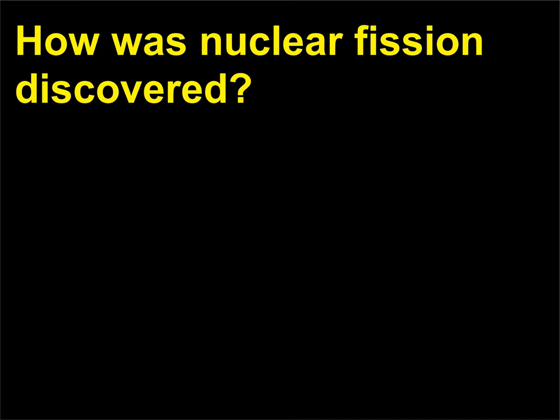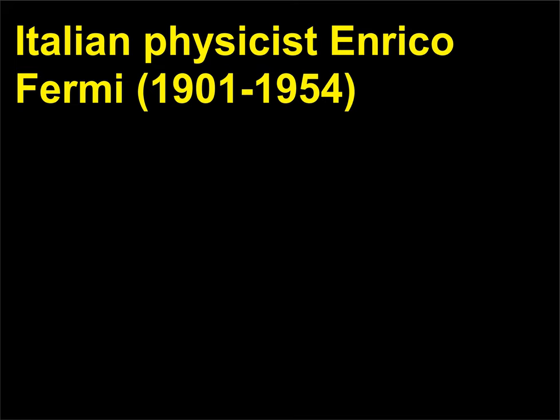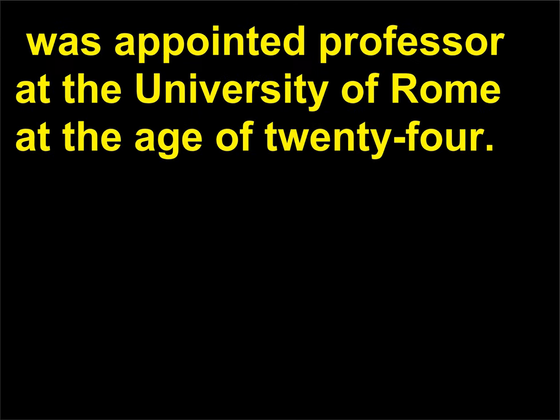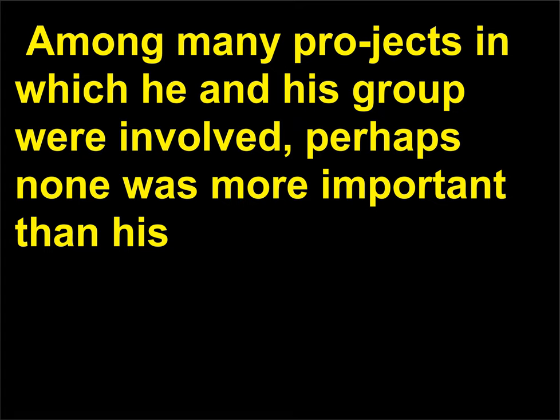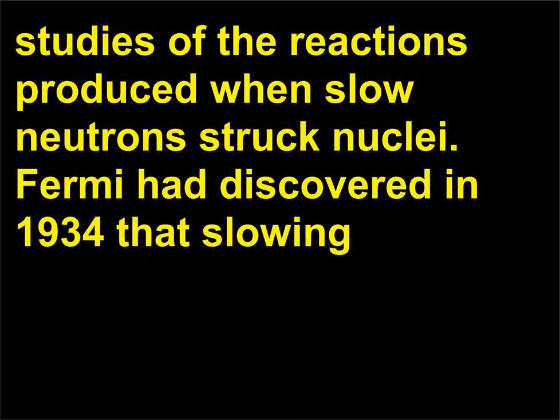How was nuclear fission discovered? Italian physicist Enrico Fermi, 1901-1954, was appointed professor at the University of Rome at the age of 24. Among many projects in which he and his group were involved, perhaps none was more important than his studies of the reactions produced when slow neutrons struck nuclei.